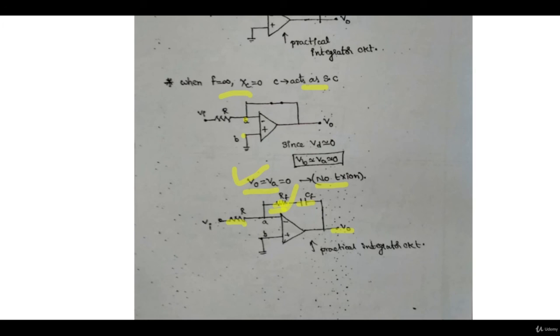But in the differentiator it is necessary to have a resistor in series with the capacitor, because there we were having zero output for high frequency, which we didn't want.